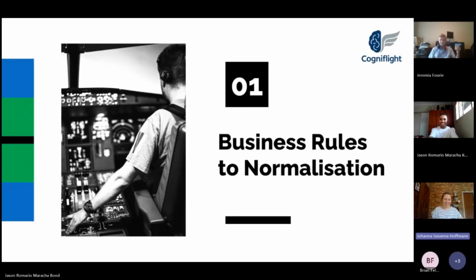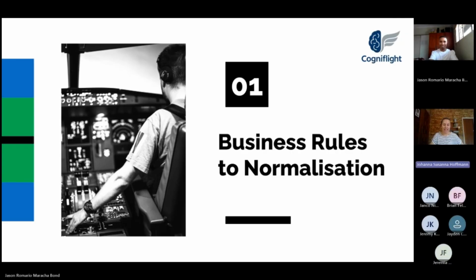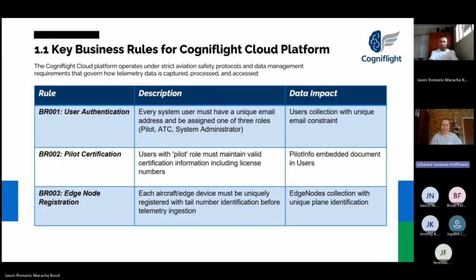Thanks, Jeremiah. So the key business rules for our cloud platform ensure that Cogniflight Cloud adheres to strict aviation safety and data management requirements. These govern how telemetry data is captured, processed, and accessed. Let's go through each of the business rules that will guide us. So number one is user authentication. This requires each user to have a unique email address and role. The three roles on our system are pilot, air traffic controller, and system administrator.